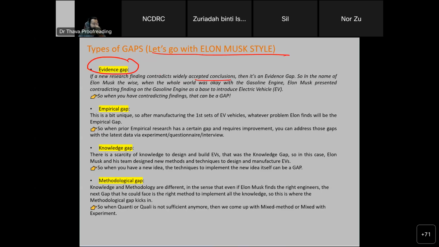In the name of Elon Musk the Wise: when the whole world was okay with the gasoline engine, Elon Musk presented contradicting findings on the gasoline engine. He used that as a base to introduce the electric vehicle. Before him, people did show there was a greenhouse problem and all these problems, but he is the one who actually showed concrete issues. So there was an evidence problem there. When you have contradicting findings, that can be a gap. That means there's disagreement between findings.